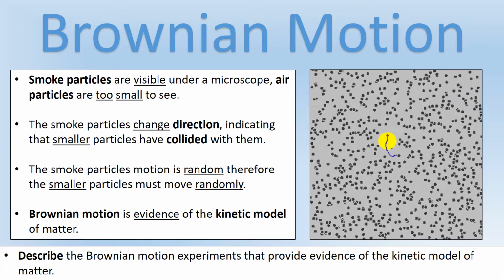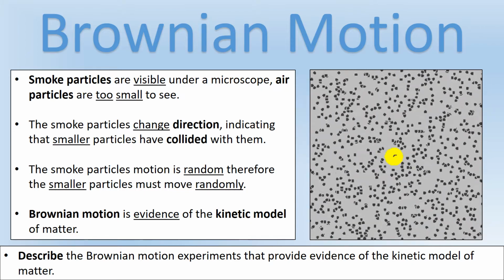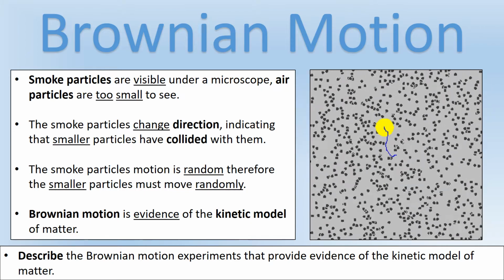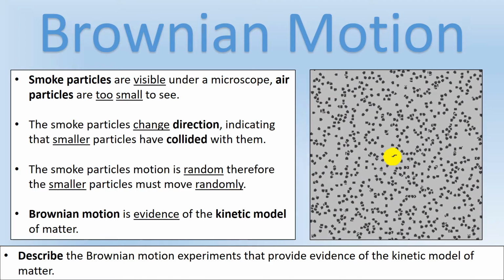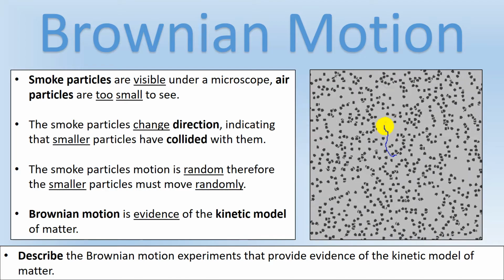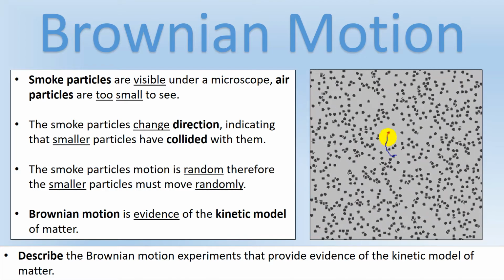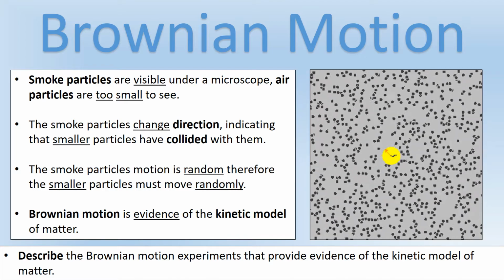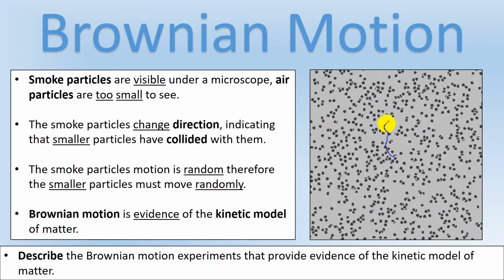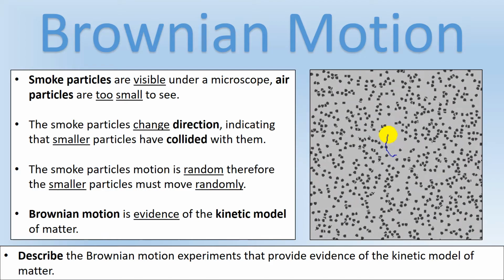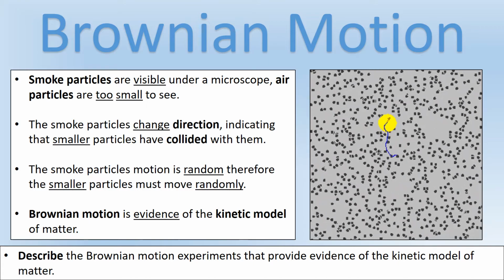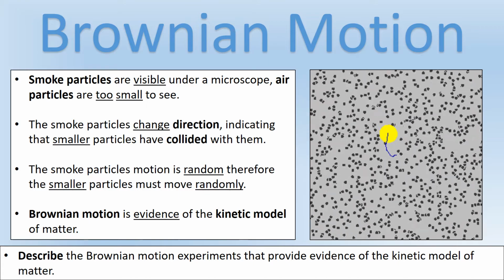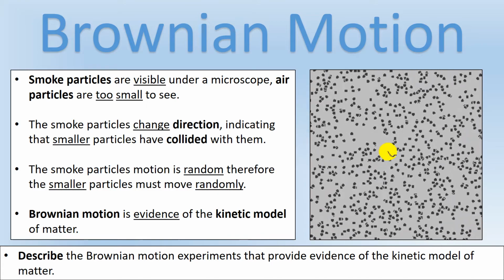The smoke particles, as you saw in the video, are continuously changing direction. Things do not change direction unless a force has acted on them. You should know that from the mechanics part of the course. And the other thing you should know is that forces come in pairs. So if a force has acted on the smoke particle, that means a force must have acted on something else as well. And that is our evidence for the atoms.